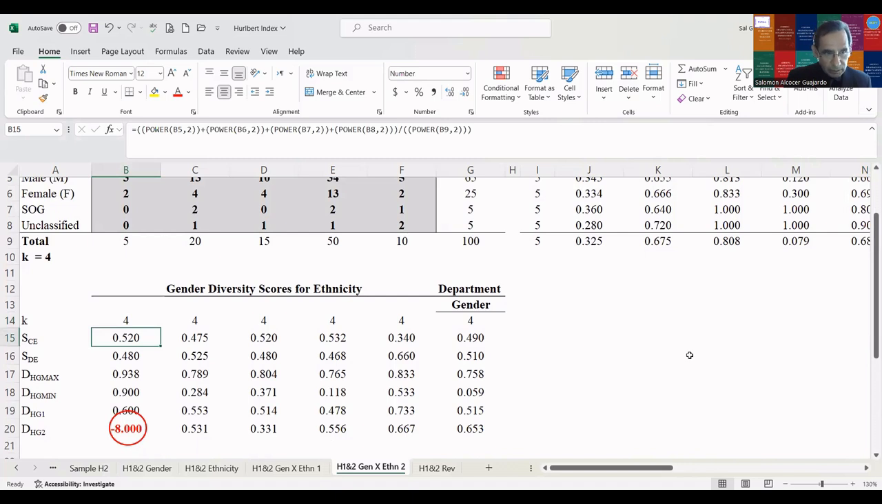I calculated the Simpson concentration score, again using the power function. I obtained the Simpson diversity score, which is 1 minus the concentration score. So in this example, the concentration score is 0.52. So when I subtract 0.52 from 1, I get 0.48. That's the Simpson diversity score.